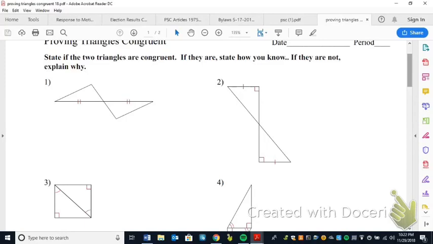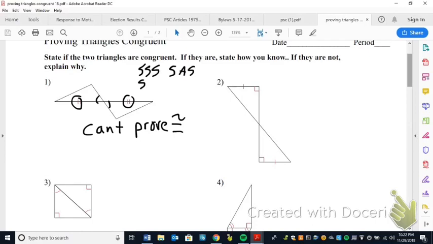So let's look at what we know. We're given the fact that those two sides are the same. We also know that those two angles right there are the same because they're vertical angles. And so what we're looking for is something more. But there's nothing more. That's all we're given. We're not given that anything is parallel. We're not given any other lengths. We're not given any other angles. So we can't prove congruency.